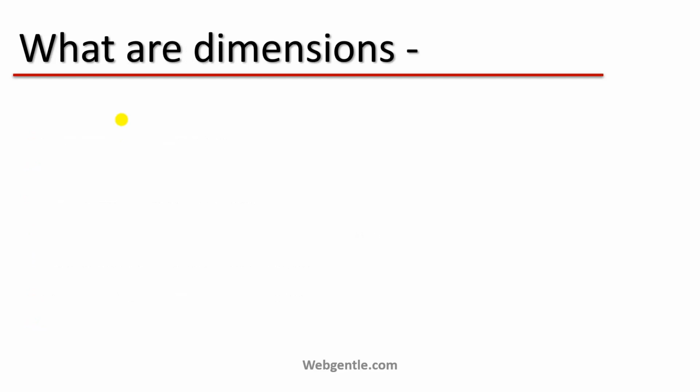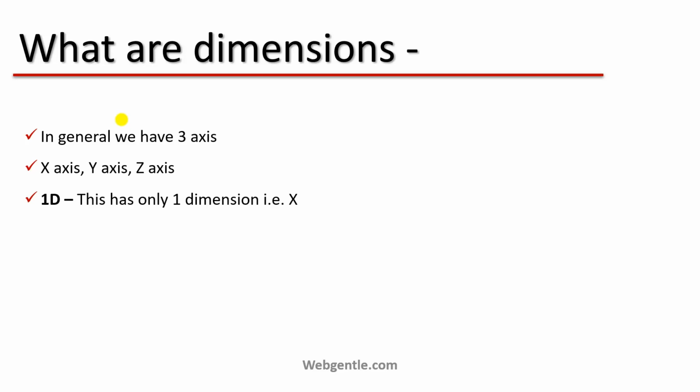First of all, let's have a look at what the dimensions are. In general, we have three axes. If we talk mathematically, we have three axes. What axes? X, Y, Z. So these three axes are available, which we have already learned in mathematics. 1D has only one dimension, which is x. So if something is represented only on the x-axis, then it has only one dimension.